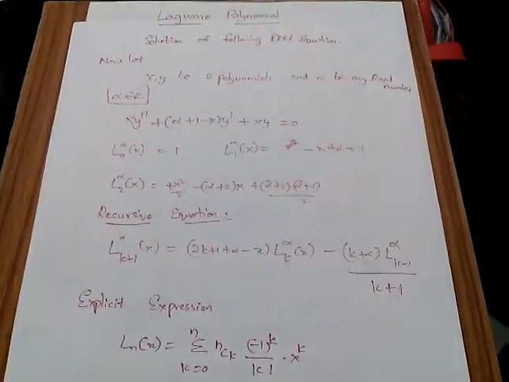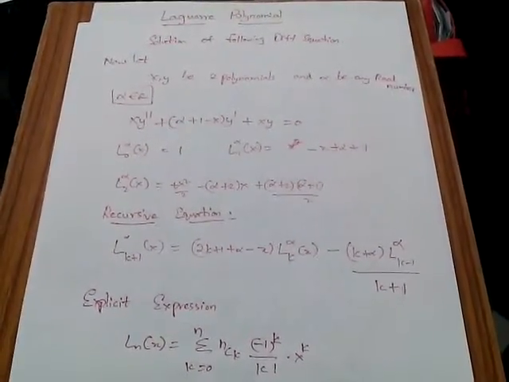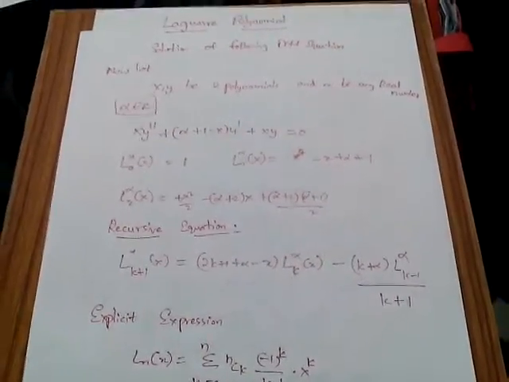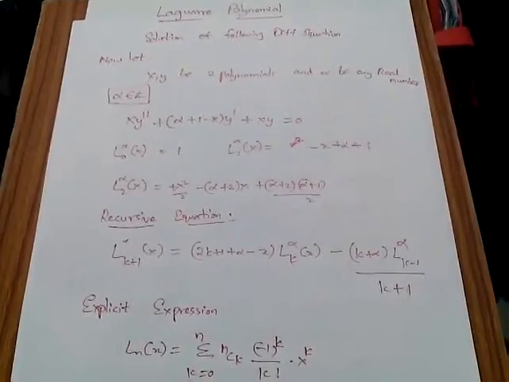There are so many applications for this Laguerre polynomial. This is mainly used in the quantum mechanics. Why? Because its equation is used for solving mainly in the radial part of energy states of hydrogen atom.